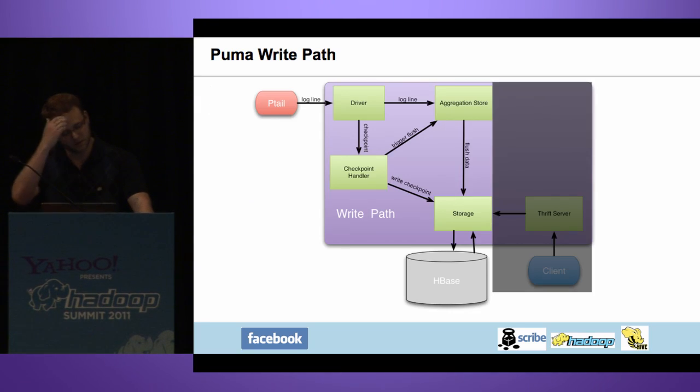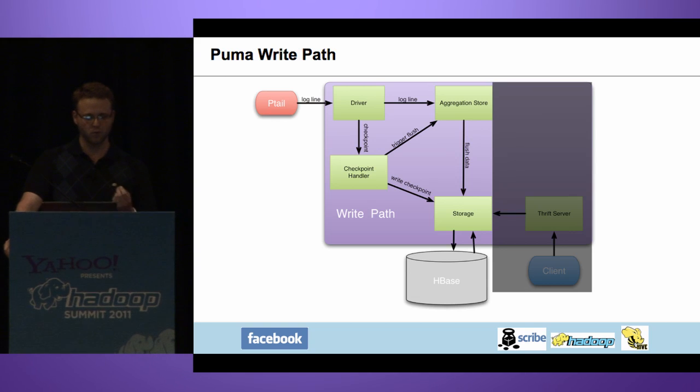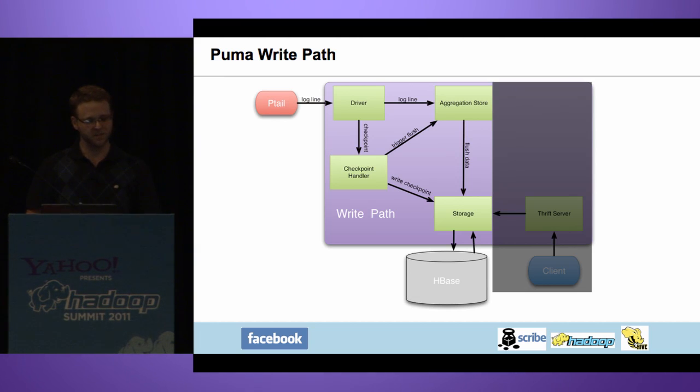Let me go into a little bit about what it looks like. You've got ptail emitting log lines here. The driver component inside a Puma node passes the raw line off to a pool of worker threads that parse the lines and also process them and send them off into the appropriate memory store for in-memory aggregation. Then when ptail periodically emits a checkpoint, it gets passed off to a checkpoint handler, which decides if it's time to flush or not. If so, it triggers a flush of the in-memory data from the aggregation store, and then the checkpoint handler will also persist the checkpoint after that's done. As I noted, we have a storage layer that's abstracted out, but currently we write to HBase.